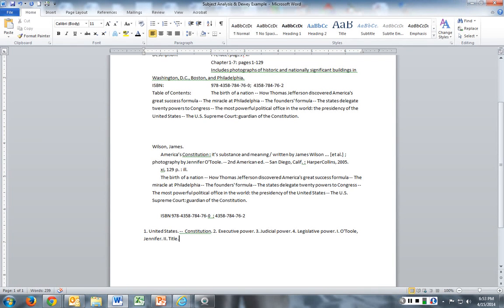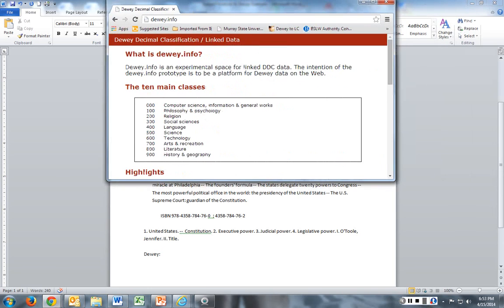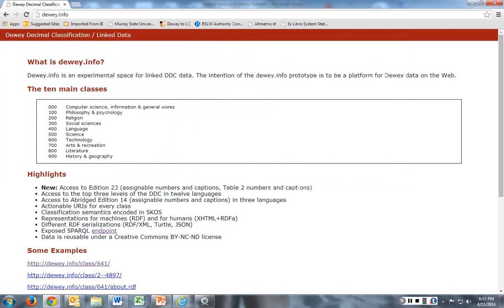Now I need to add my Dewey and my Cutter. So I'm going to go down here for Dewey, and we're going to take a look at Dewey info. Okay, here's your 10 main classes. You can click on each of these to drill down. To some of you on your comments, I said you need to drill down a little bit more.